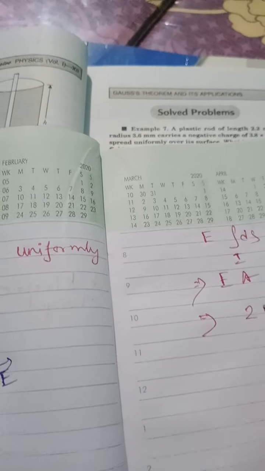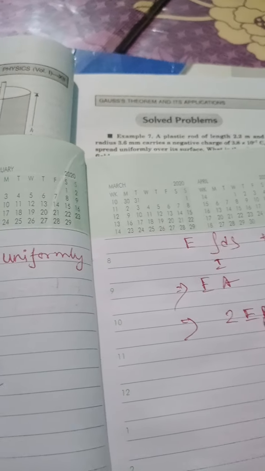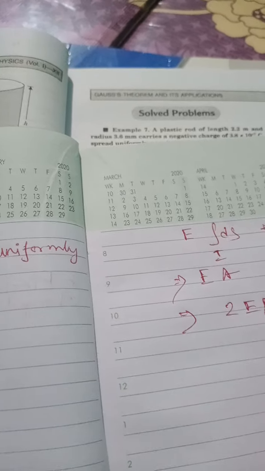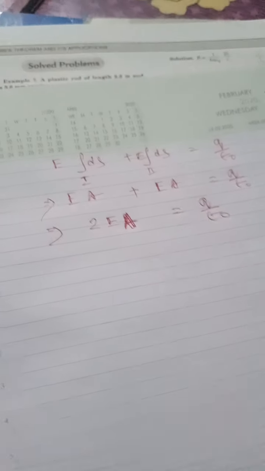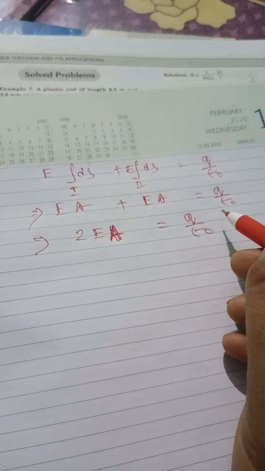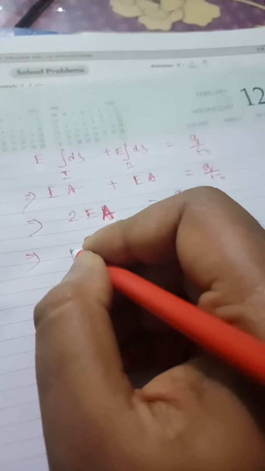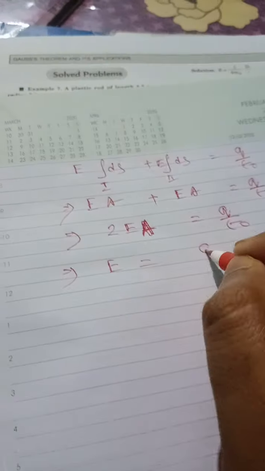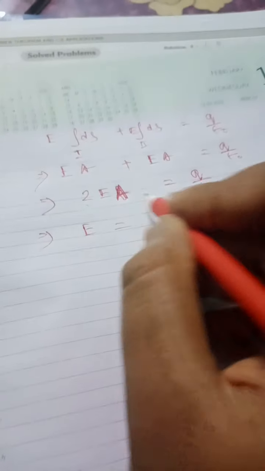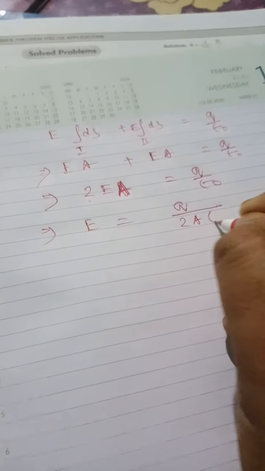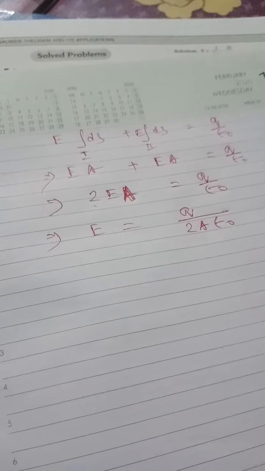That means you can write 2EA is equal to q by epsilon naught. 2EA is equal to q by epsilon naught. After that, E is equal to q by 2A epsilon naught.